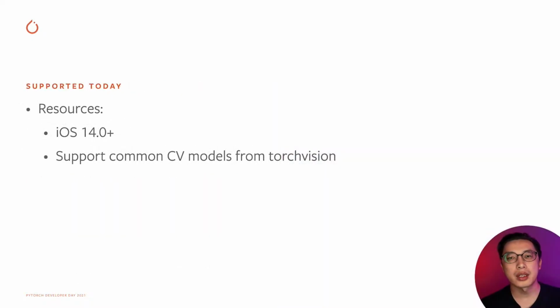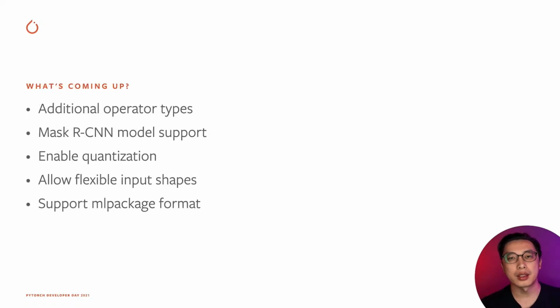The initial release supports a powerful but small set of features. It supports iOS 14 plus devices. It supports popular CV models from Torchvision, such as MobileNet V2, ResNet, ShuffleNet, and SqueezeNet. In addition, we are hard at work on the next set of features, including additional operator types, support for popular NLP models, enabling quantization, and allowing flexible input shapes. We are also investigating supporting the new CoreML model format.